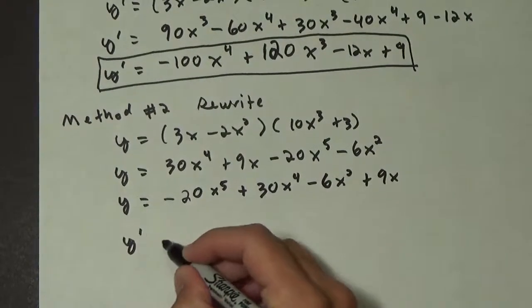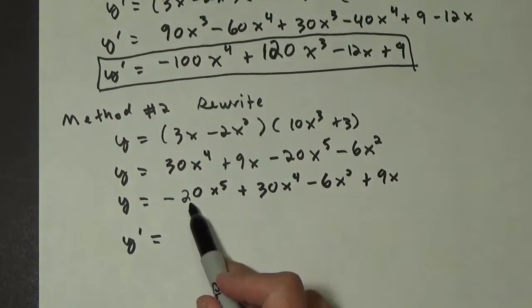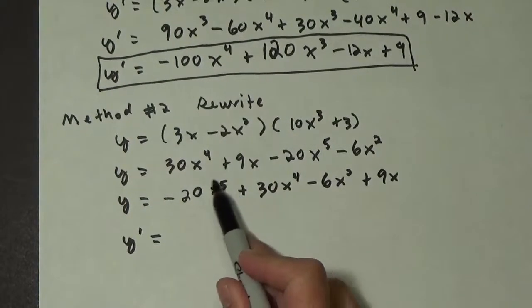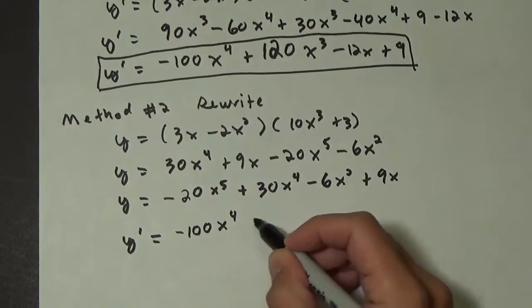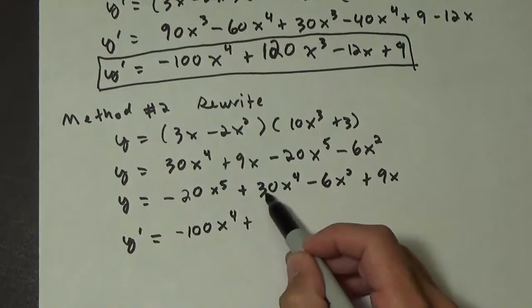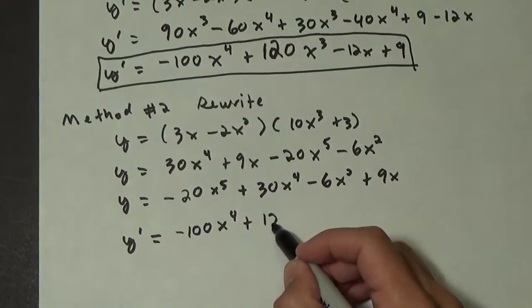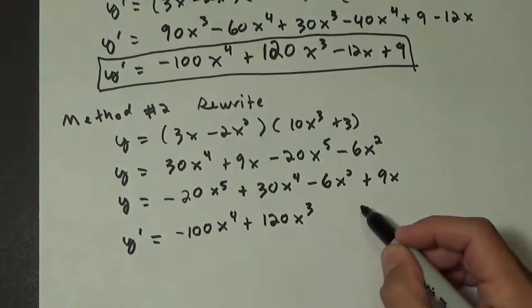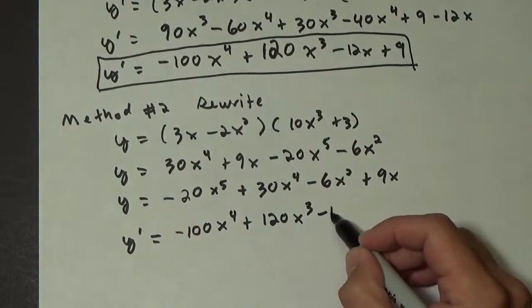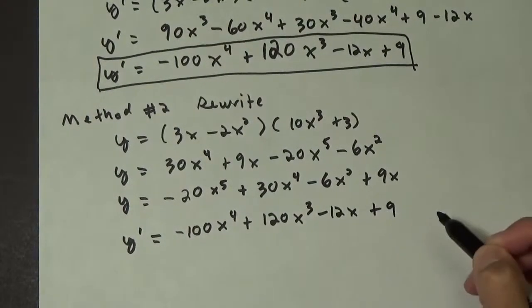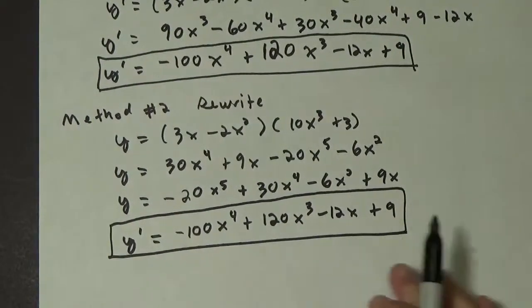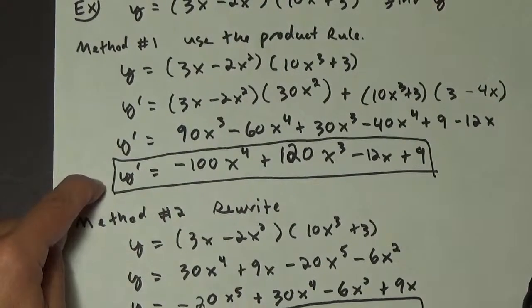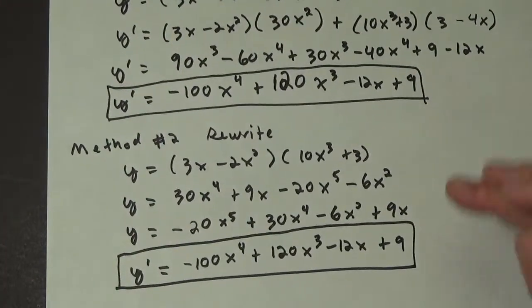And so when we take the derivative, okay, so a negative 20x to the fifth, so negative 20 times 5 is a negative 100x to the fourth. Okay, then 30 times 4 is 120x cubed. Negative 6 times 2 is a negative 12x plus 9. And notice, this is the exact same answer as this. So we do end up with the same answer.